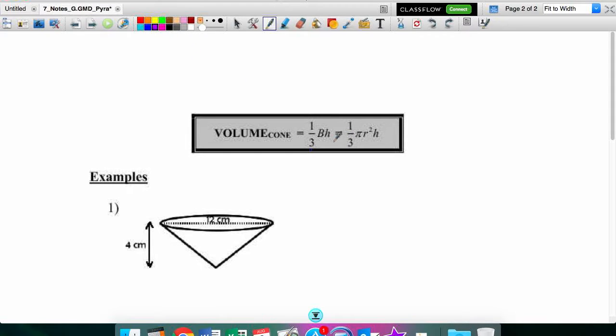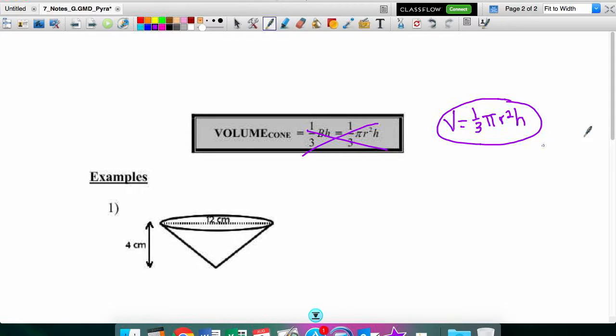The formula is also 1/3 base times height, but just like with the cylinder, the cone we can rewrite specifically because the base is always a circle. So plugging in our area of a circle, pi r squared, we get the more straightforward formula of 1/3 pi r squared h. And this is the formula that I tend to focus on when I'm doing cones as opposed to the 1/3 base times height.